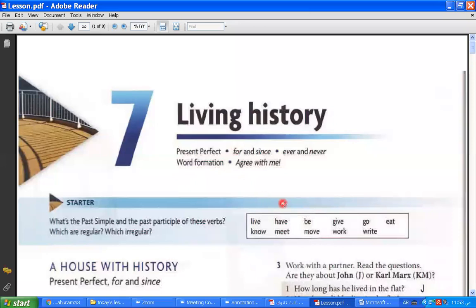Okay? So today in this unit we study present perfect, the present perfect rule. Since and for, we learn the rule of since and for. How do we also use ever and never. We also study some expressions for conversation: how can we agree with you, I disagree with you, and also word formation.